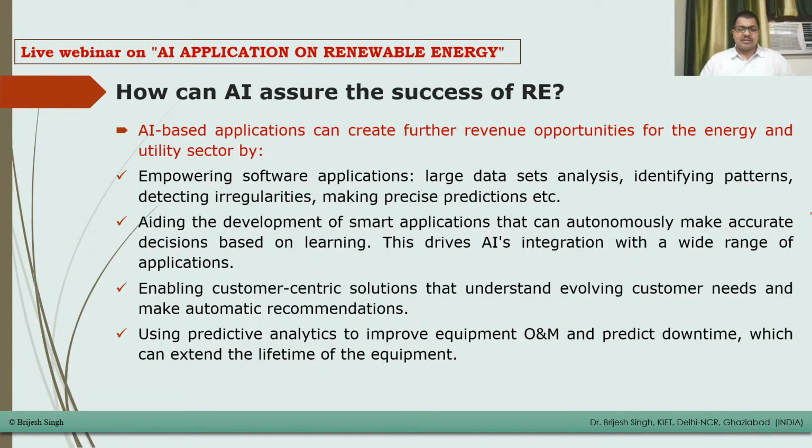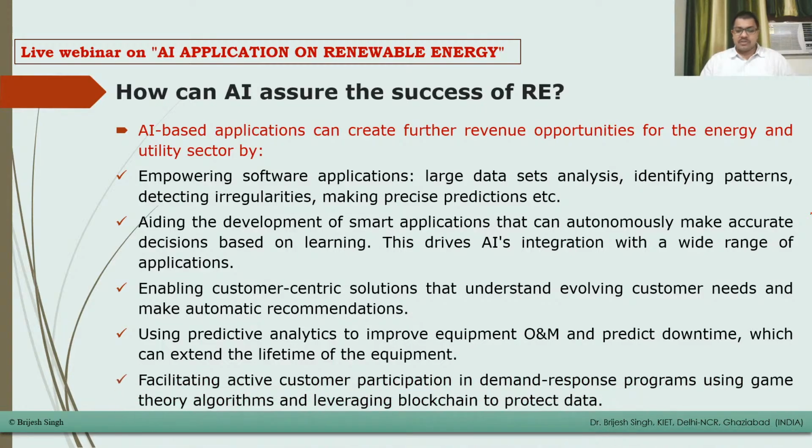It is clearly mentioned here, and I have already mentioned previously, that if you can predict the chances of failure with the help of AI, then you can reduce the operational and maintenance cost of the entire system. So these are some points by which we can use AI for the success of renewable energy.